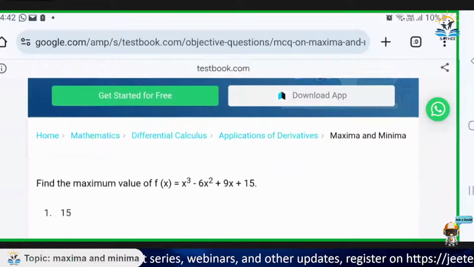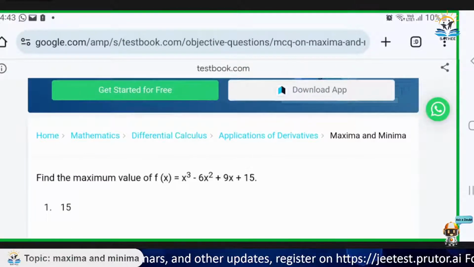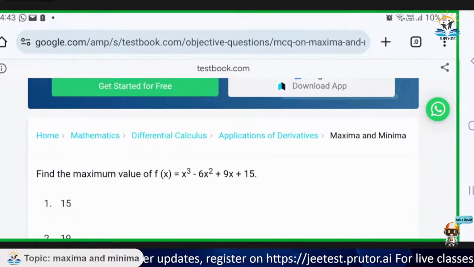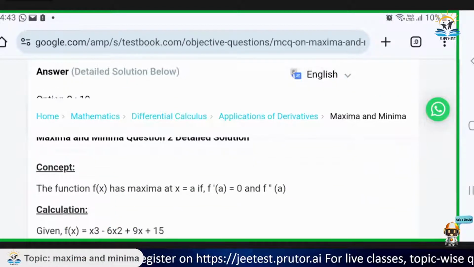Now find the maximum value of f of x is equal to x cube minus 6x square plus 9x plus 15. This is also a very basic question, and it can be done in the same way we have done the previous questions. Let us see some advanced questions.